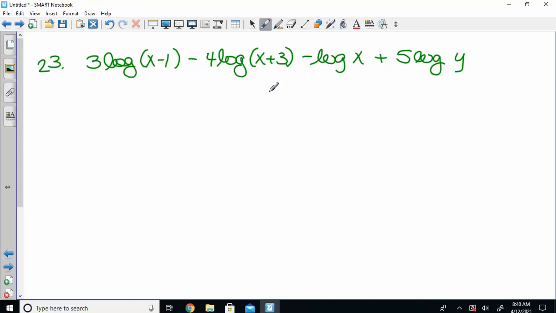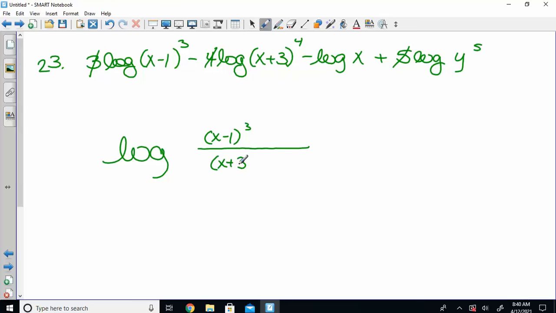Alright, so we know, first of all, that any coefficients turn into exponents when we put these things together. We only write the log one time. Basically, anything that's positive goes on the top of the fraction. So the x minus 1 cubed goes on top. This one is subtracted, so it goes down to the bottom. Minus log x, that's subtracted, so the x goes on the bottom. Plus this one, so it's added, so the y with it goes on top.